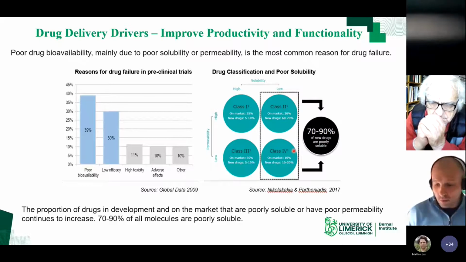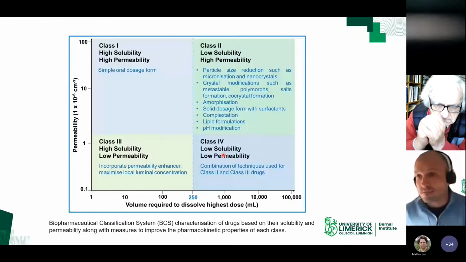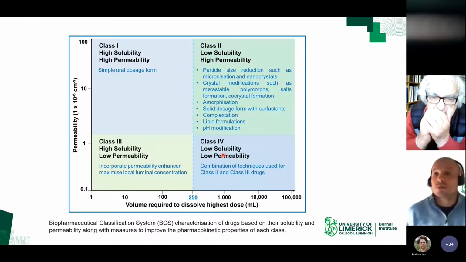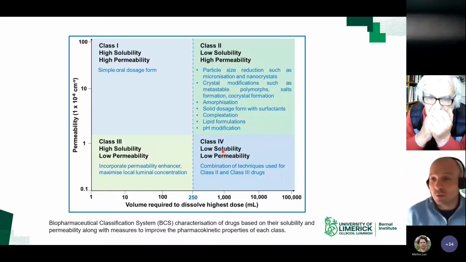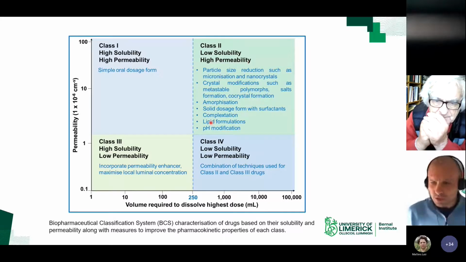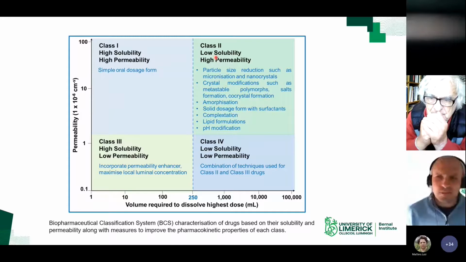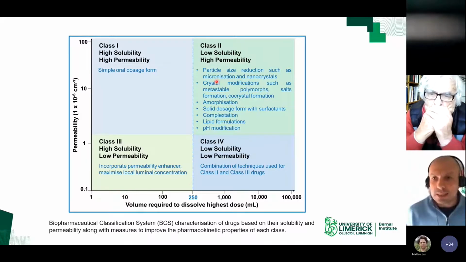So pharmaceutical companies need to come up with solutions to address those drugs which have poor solubility. If you look into class 2 and class 4, there are many different formulation approaches that are used to improve the solubility of those drugs.